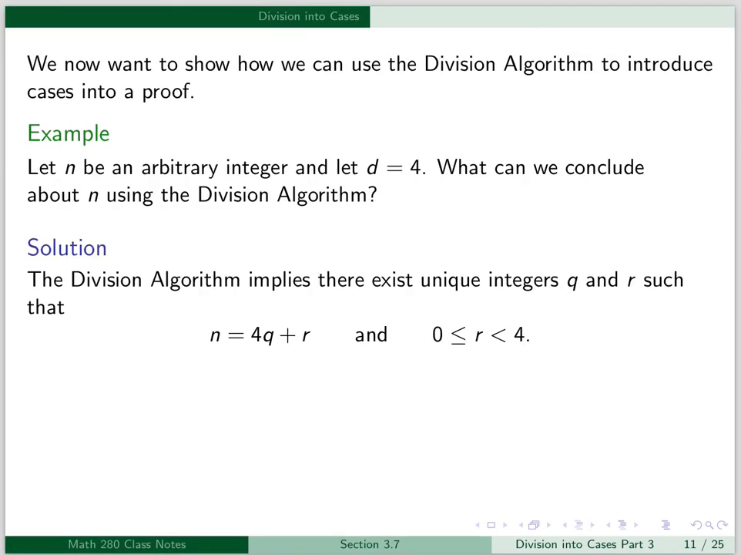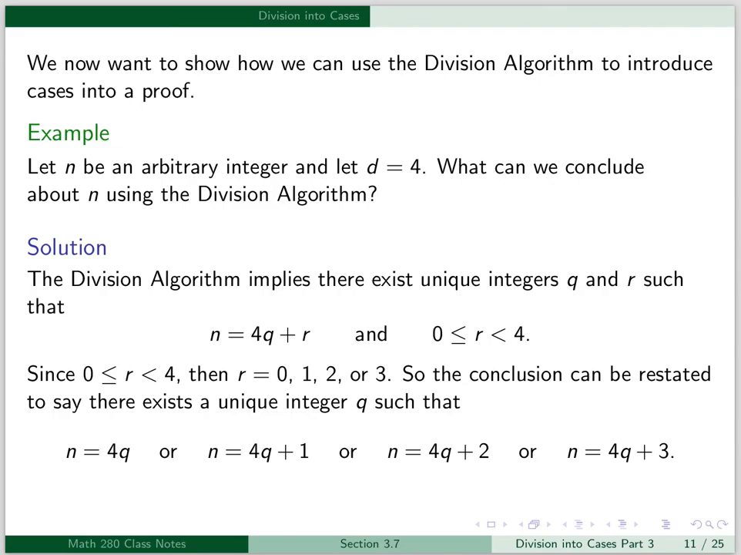We now want to show how we can use the division algorithm to introduce cases into a proof. For example, let's let n be an arbitrary integer and let d is equal to 4. What can we conclude about n using the division algorithm? The division algorithm tells us that there exist unique integers q and r such that n is equal to 4q plus r and 0 is less than or equal to r is less than 4.